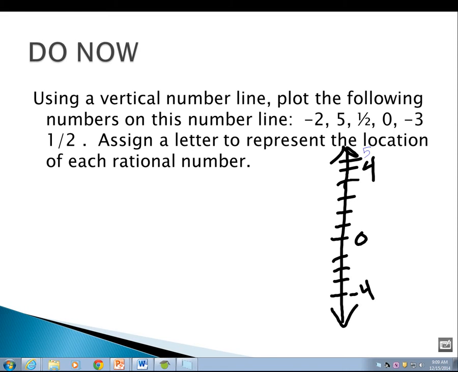So here's what you should all be having. So we have -2, so it's 1, 2 right here, and I'm just going to call that A. Then there's going to be 5, which is going to be up here. I'm going to call that B. Then there's going to be 1/2, which is going to be right here. I'm going to call that C. And then we have 0. Call that D. Then -3.5. So it's going to be 0, 1, 2, 3.5. E as in elephant. That's what yours should look like.